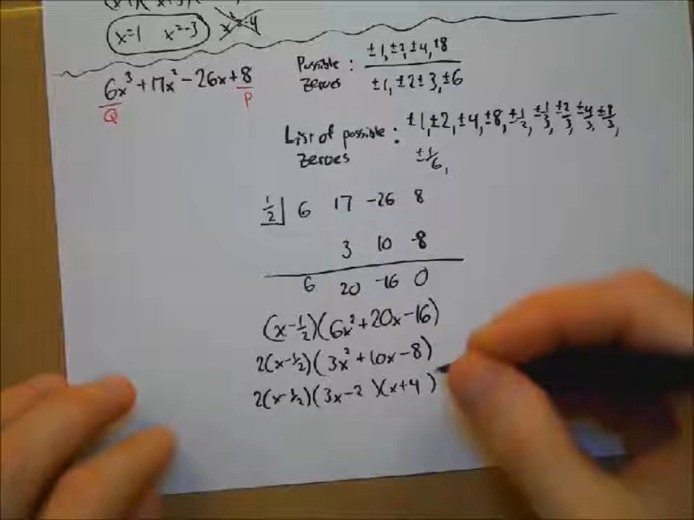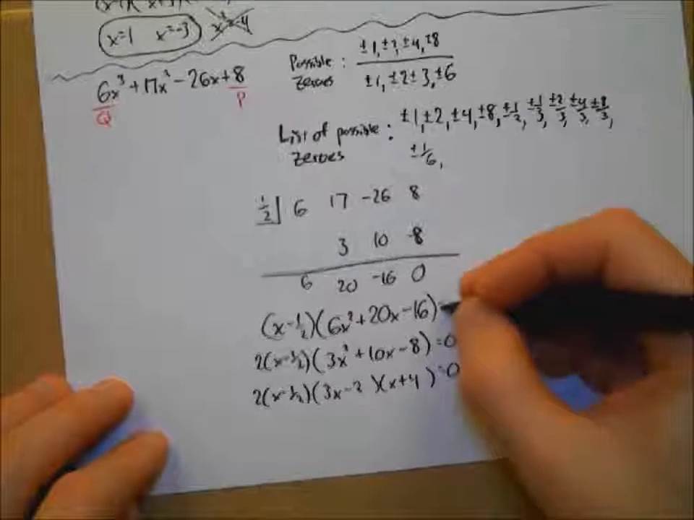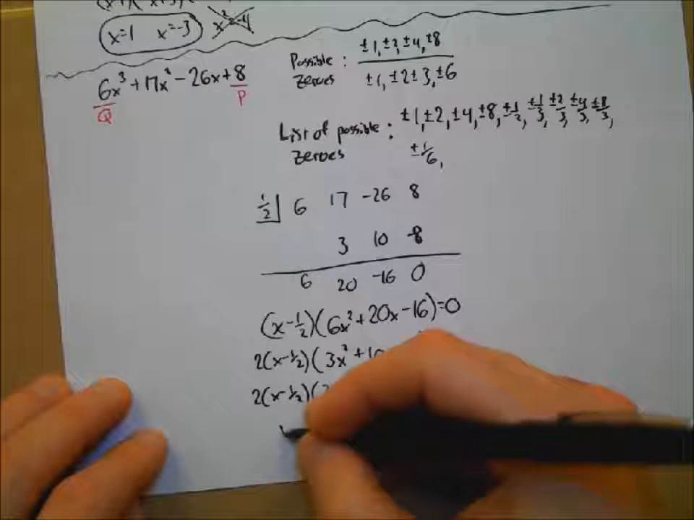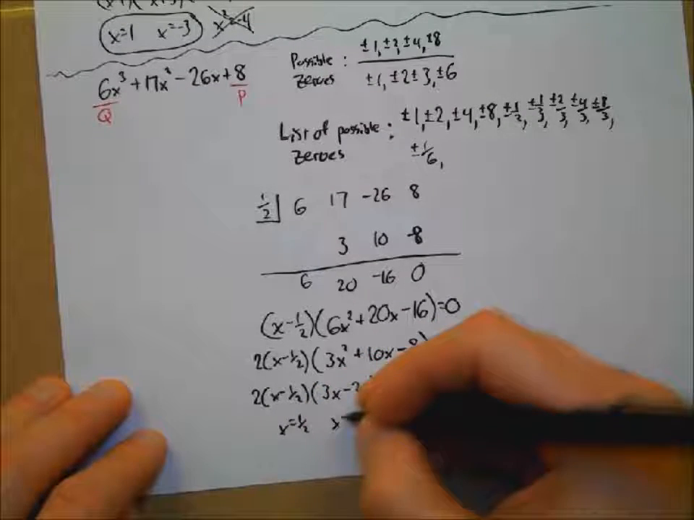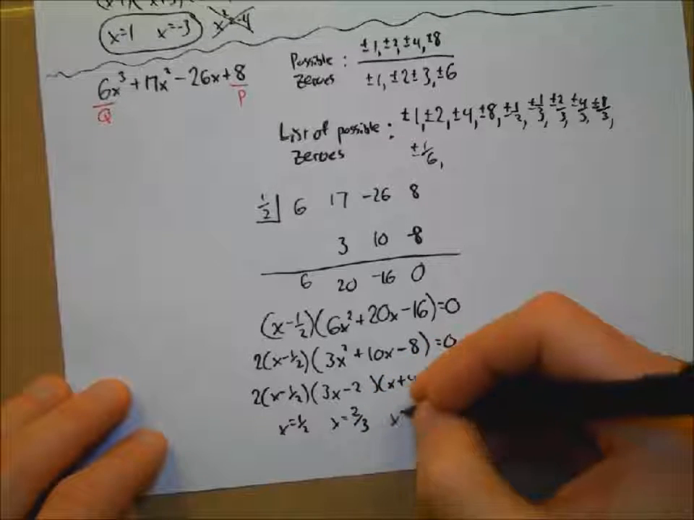And so again, we're equal to 0 here this whole time because we're trying to find the zeros, and so we get x equals 1/2, x equals 2/3, and x equals negative 4.